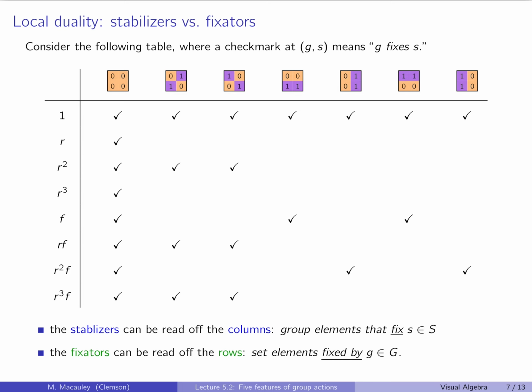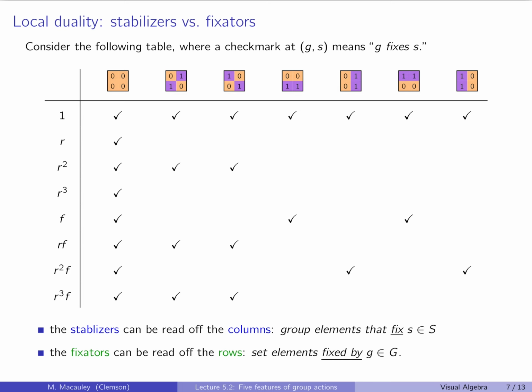R squared, the 180 rotation, fixes these 3. And remember we said that RF and R cubed F will also fix those. So we put checks there. R squared F is going to fix this one and also those 2. And then F will fix this one, that's the vertical reflection, and these 2 as well. And then R cubed is like R.